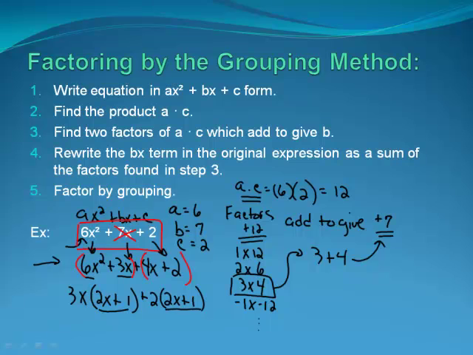Our groups now match, just like with any factoring by grouping problem. So now we have the group 2x plus 1 times the group 3x plus 2, and that is the factored form of our original trinomial, 6x squared plus 7x plus 2.